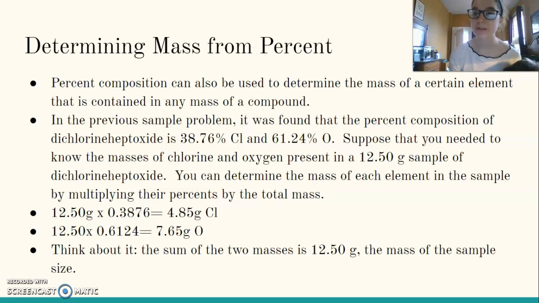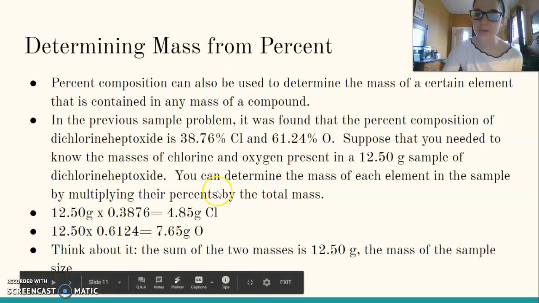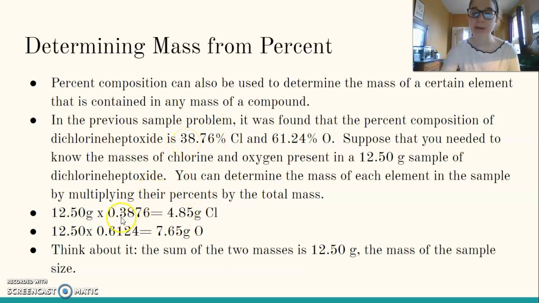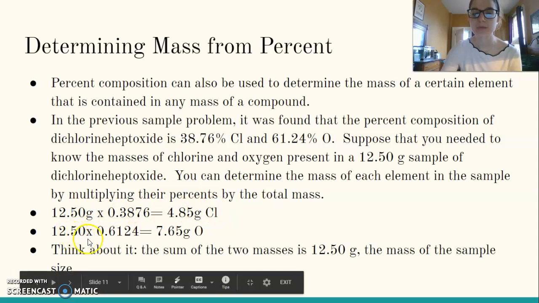So I'm going to take my 12.5 gram sample and multiply it by 38.76% to find the mass of chlorine. Now again, in my calculator, I always like to just convert to decimal for multiplying. So that's why I multiply by 0.3876 to find the grams of chlorine in that sample. I do the same thing for oxygen. 12.5 times 0.6124, I get 7.65 grams of oxygen.